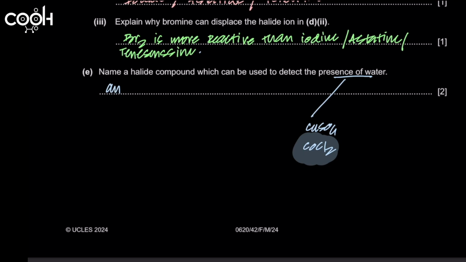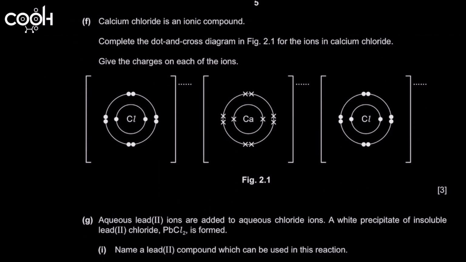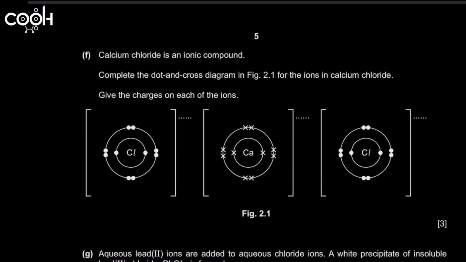So we have to use anhydrous. We have to name it, right? So anhydrous cobalt(II) chloride. The II is basically the oxidation state. That's why the formula is CoCl2. Cobalt chloride is an ionic compound, and he wants us to write the charges, right?